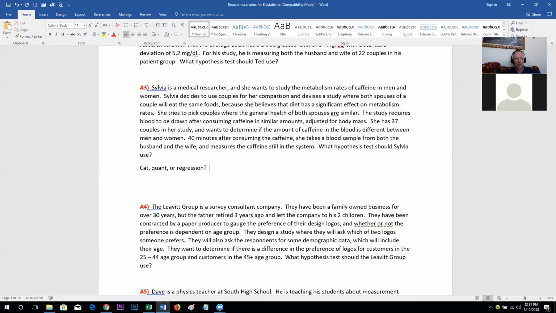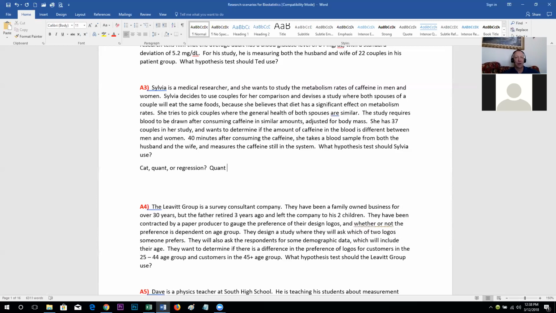Would it be categorical? You think it's categorical? What do you think the categories are? Actually, no, it's not categorical because the only category is the different couples, but it's the same category because it's similar spouses in general health, and all that she's doing is measuring the caffeine blood levels of different men and women 40 minutes after consuming caffeine. So it's actually quantitative then because there are no categories. Okay, yeah. So quantitative, yeah. And it's quantitative because all she's trying to do is measure the amount of caffeine in blood, which is a quantitative variable.